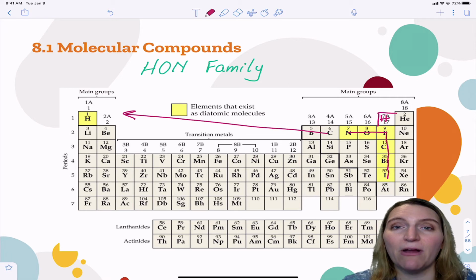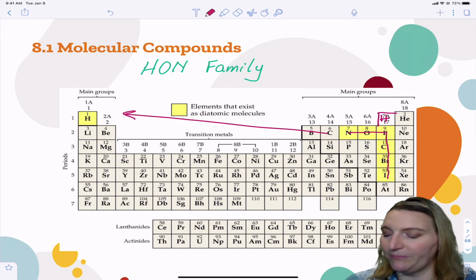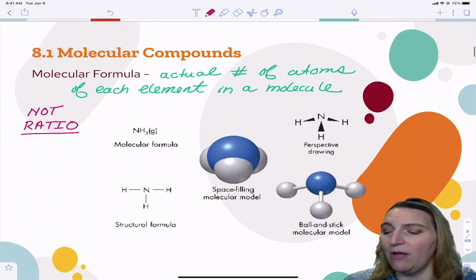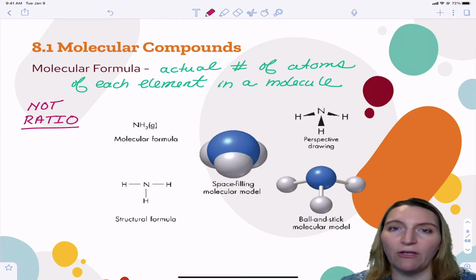Another way to remember the diatomic elements is the mnemonic HON family. So HON: hydrogen, oxygen, nitrogen, and then the F in family reminds you of fluorine. And family and group are 2 different ways to name columns on the periodic table. So we talk about this now because the diatomic gases are really good examples of molecules where it's a finite group of 2 atoms that are bonded together.